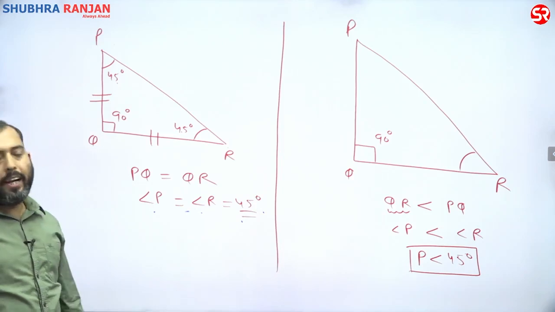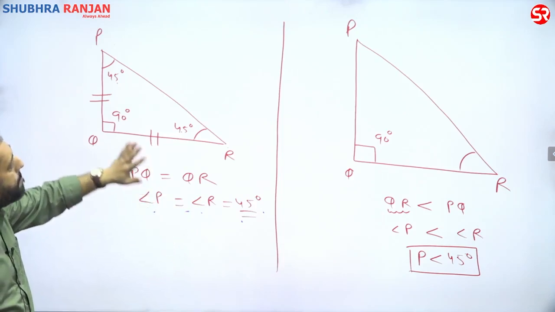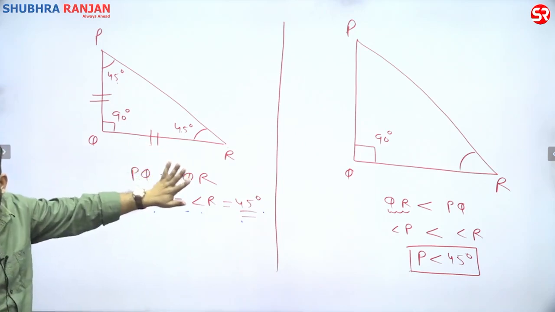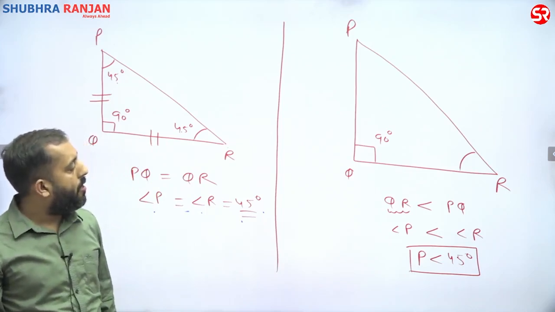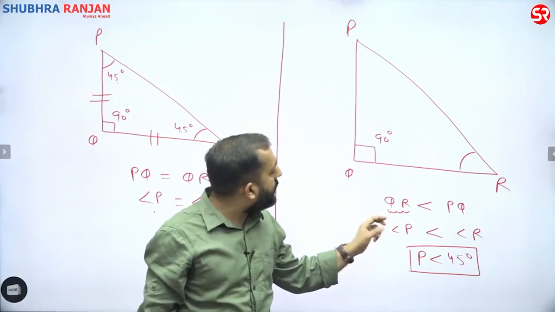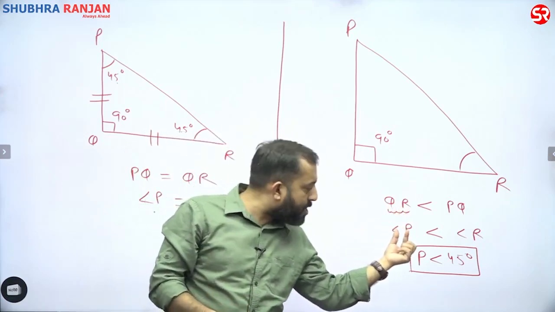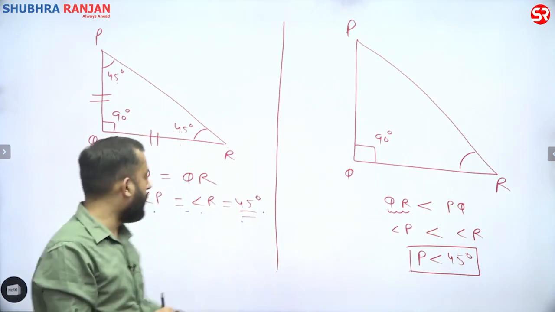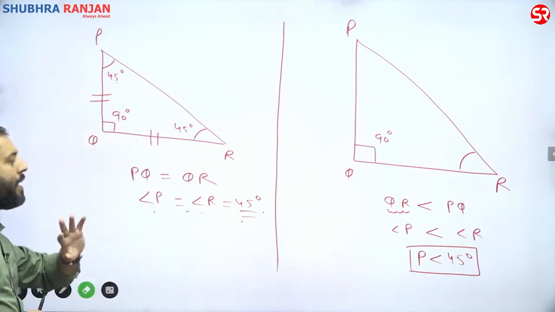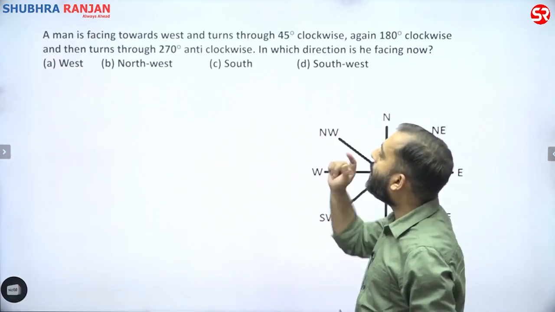There is one more reason behind it. Can I erase it? I hope. If QR is smaller than PQ, then the angle opposite to QR will be smaller than the angle opposite to PQ. This is what I'm saying. Clear? Okay. So I hope these scenarios are clear to everyone. The Pythagorean theorem and this one. Done? Okay, so we are ready for solving questions.